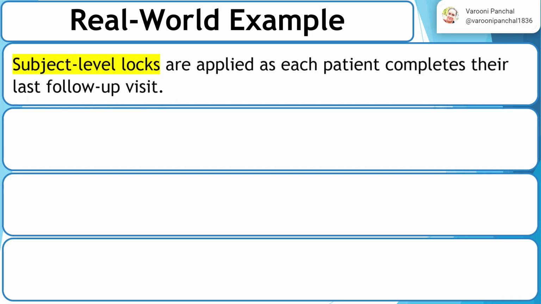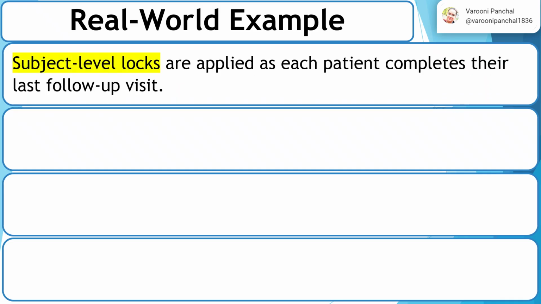Now there are certain real world examples which I would like to discuss here. Subject level locks are applied as each subject completes their last follow-up visit, right? So as and when the subject completes the study and completes the last follow-up visit, and all the queries and all the data issues have been resolved, and there are no further questions on that specific subject, you can lock that subject itself, especially that row in most of the domains, right? So that is one part of the real world scenario.